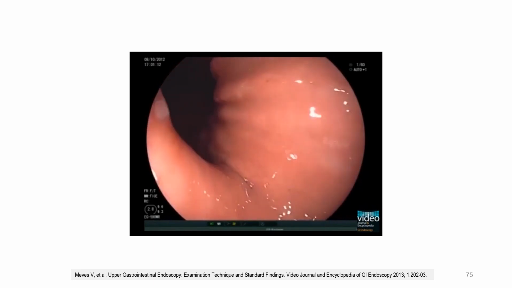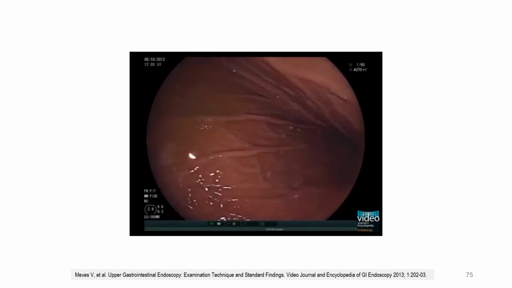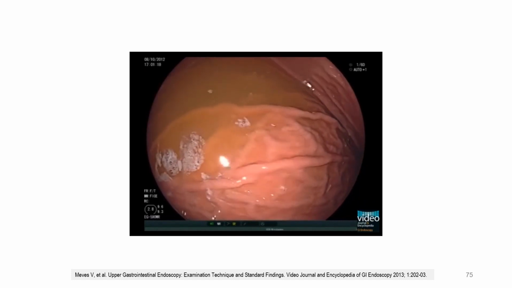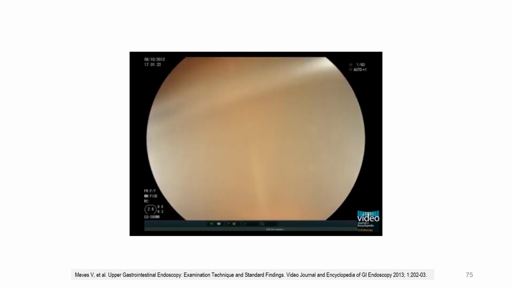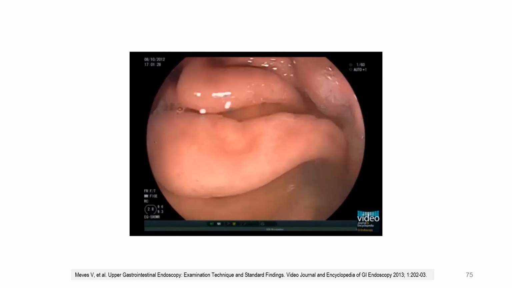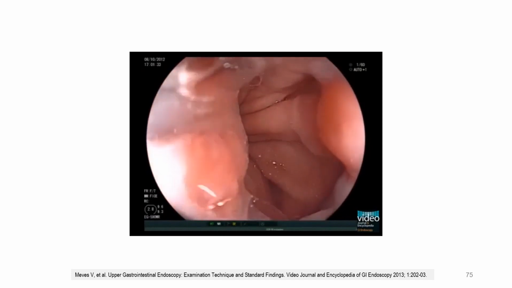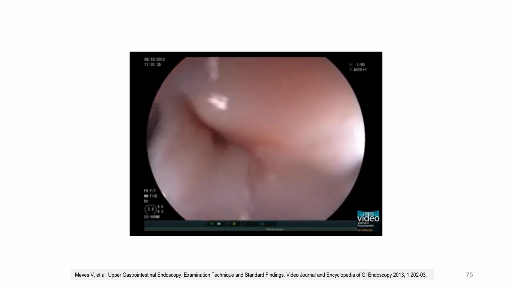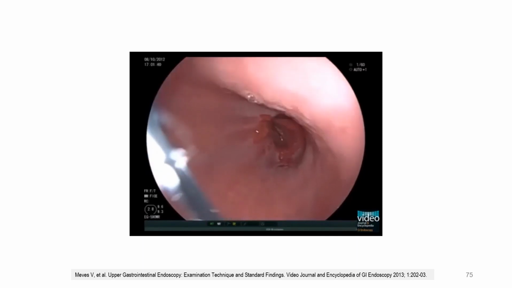At the end of the procedure, before you withdraw the instrument from the stomach, always make sure to aspirate as much air and gastric components as possible to deflate the patient's abdomen. Back in the esophagus, we recommend withdrawing the endoscope slowly to allow, once more, careful inspection on the way out.